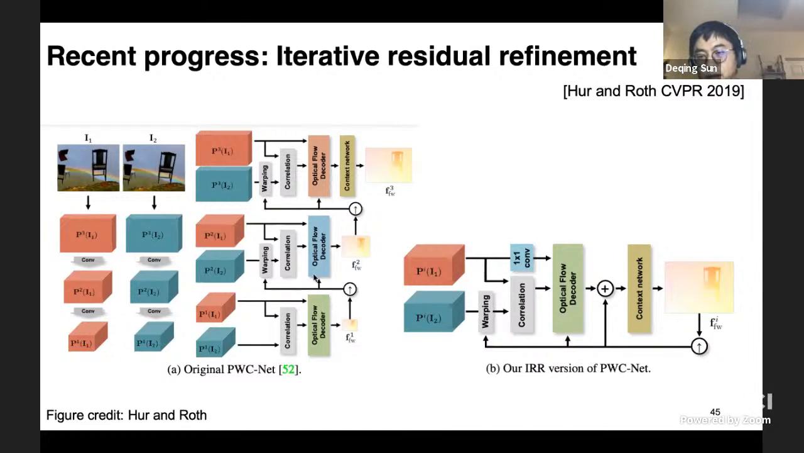So I think the benefit is that when you share the network across different pyramid levels, you get more diverse supervision to train the same network. So that's a further gain both in accuracy and in performance.